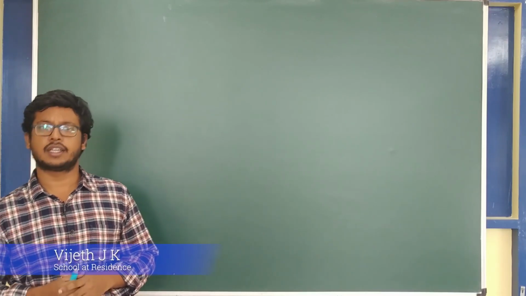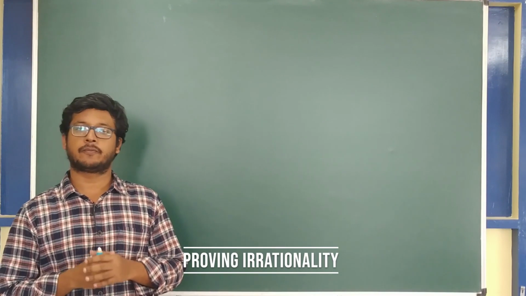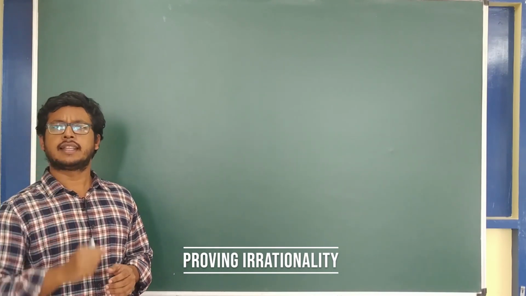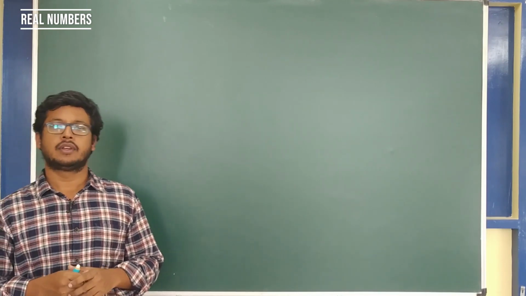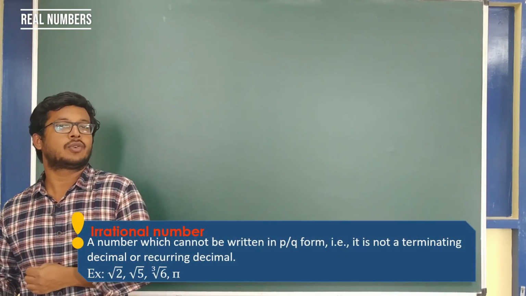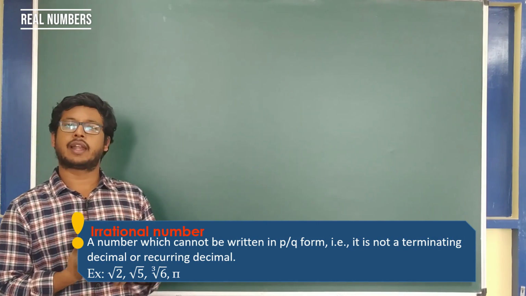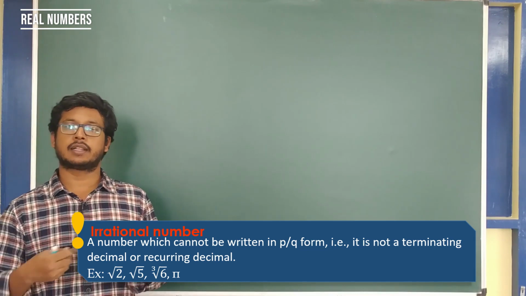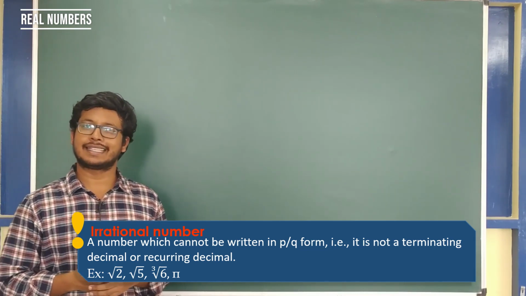In this section, we will study how to prove an irrational number is actually an irrational number. So, as I said in the very first video, what is an irrational number? An irrational number is something that, when you convert it into decimal, will not be a terminating decimal, and will not be a recurring decimal, correct? Such numbers we call irrational numbers.